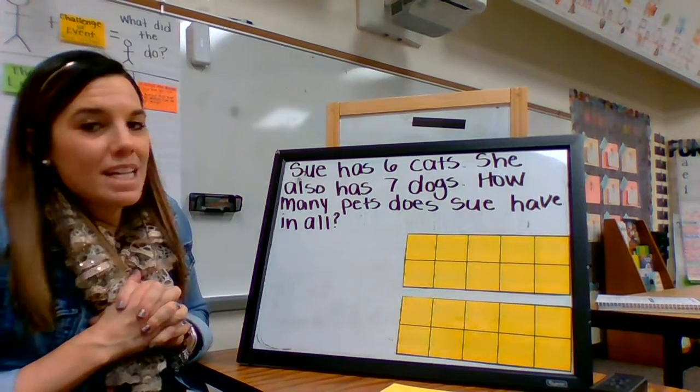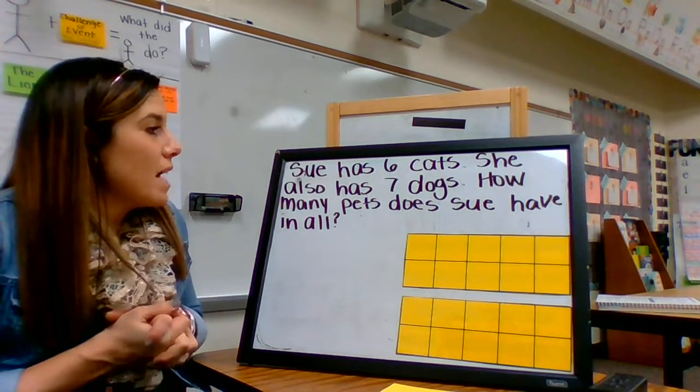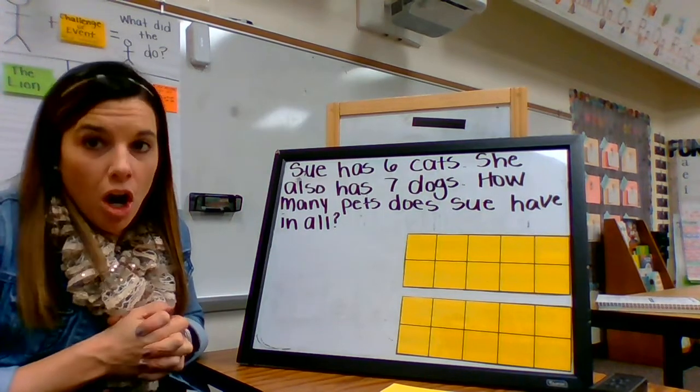First of all, I'm going to read the problem. Sue has 6 cats. She also has 7 dogs. How many pets does Sue have in all?